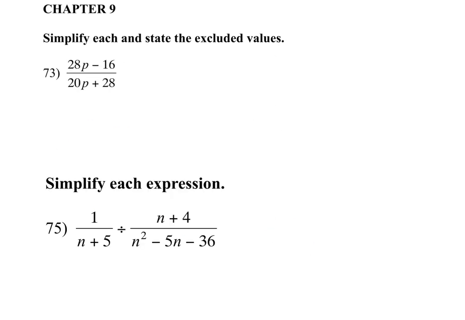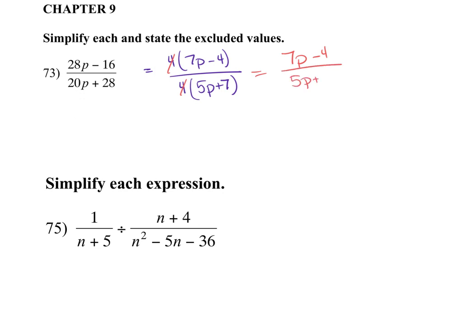Chapter 9 was all polynomials, pretty much. So when it says simplify, it wants you to factor and reduce, all right? So I'm going to look at 28 and 16, and I'm going to say, what can I take out of both of those? I can take a 4 out. So that is going to be 4, 7p minus 4. And then in the bottom, I'm going to say, well, what can I take out of 20 and 48? I can take a 4 out. That is 5p plus 7, right? And then I'm going to see what I can cancel. In this case, all I can cancel is the 4. And so my answer here is 7p minus 4 over 5p plus 7.